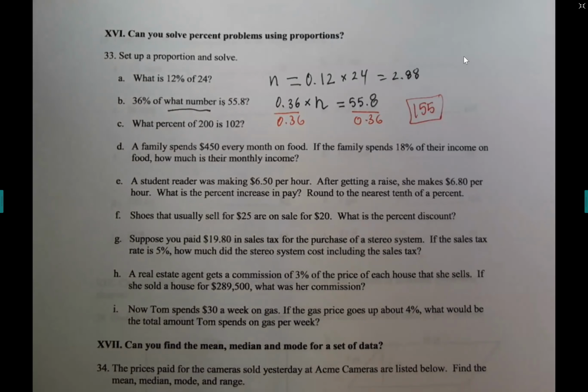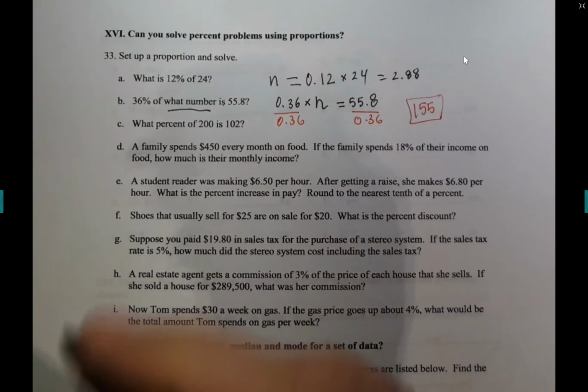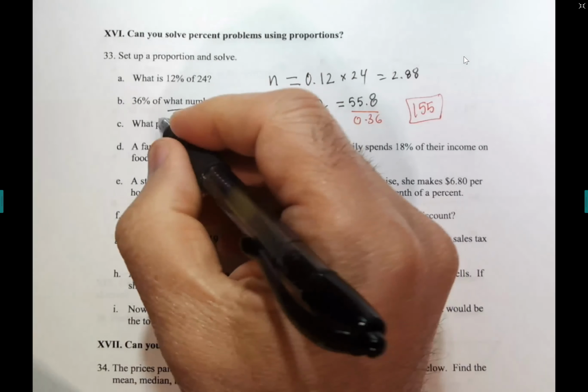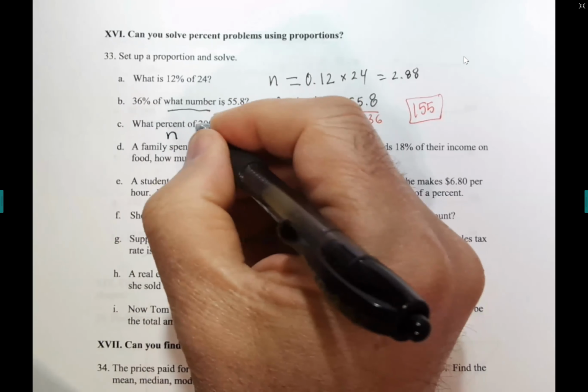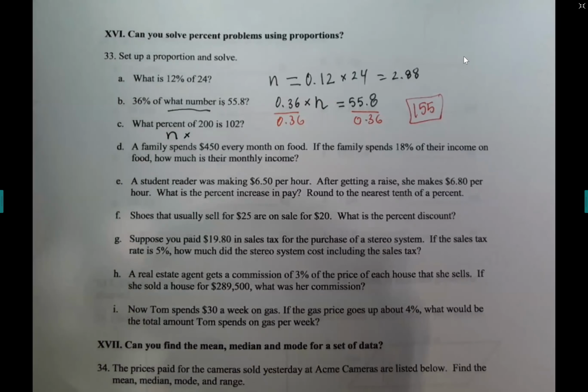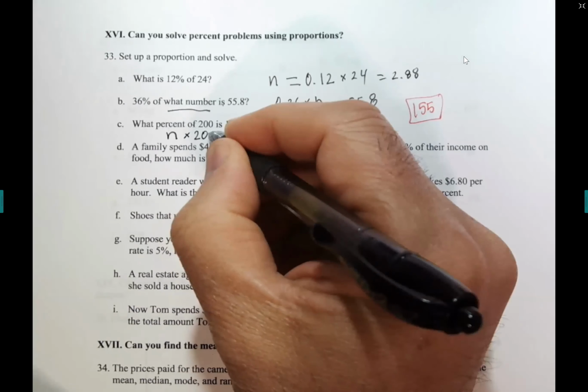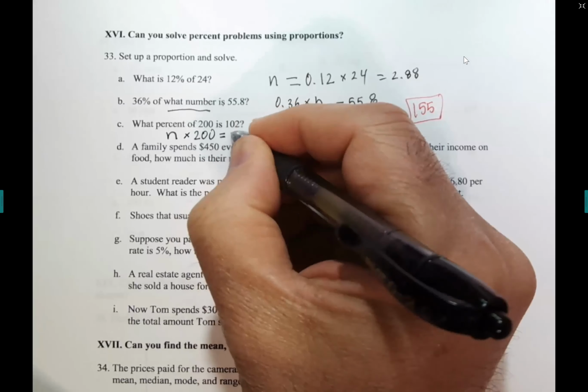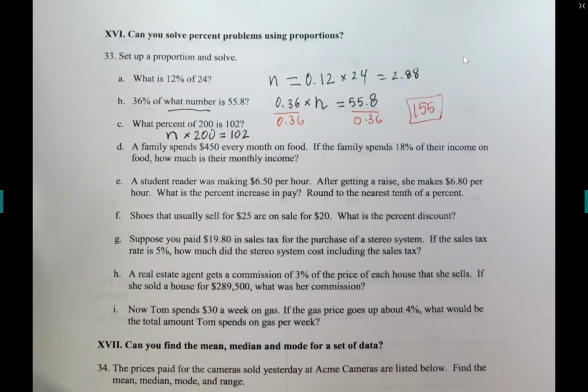Okay, let's translate C, guys. Let me show you how to translate C. What percent, N, of, multiplication, 200, is equal to 102?